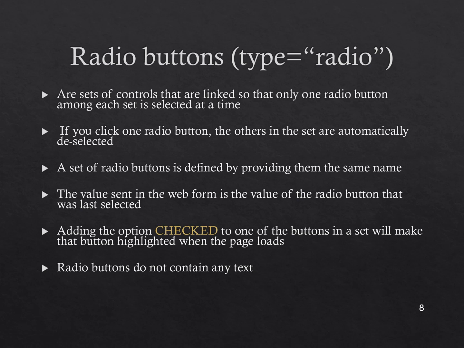So when there are multiple radio buttons and we select one, all the other available buttons will be deselected. A set of radio buttons is defined by providing them the same name. The value sent in the web form is the value of the radio button that was last selected. Adding the option checked to one of the buttons in the set will make the button highlighted when the page loads. Radio buttons do not contain any text.